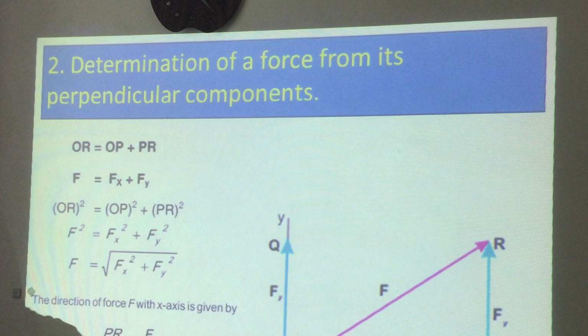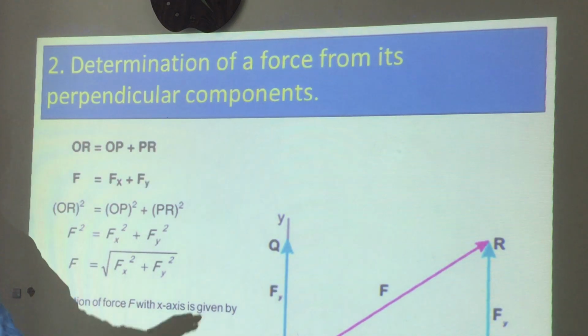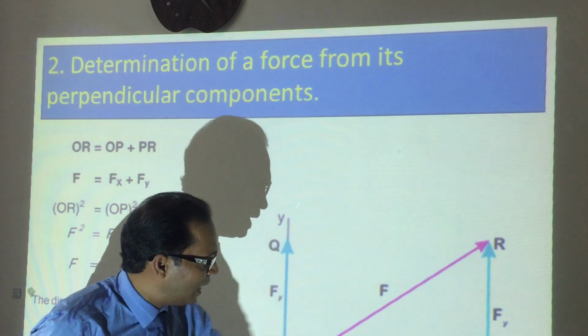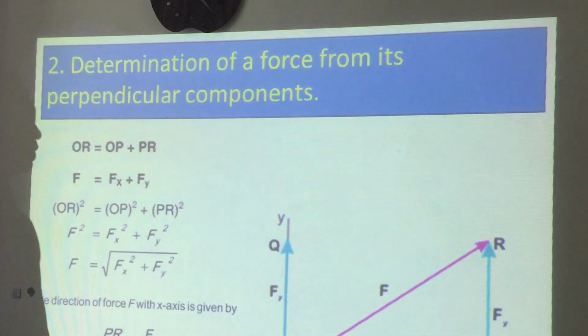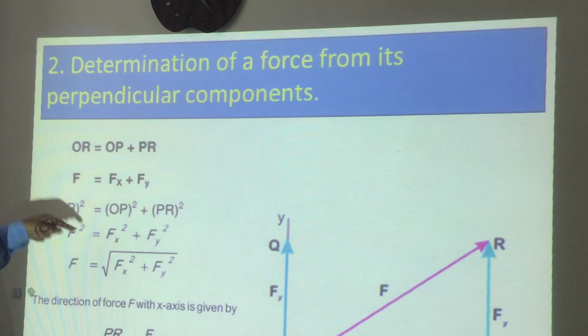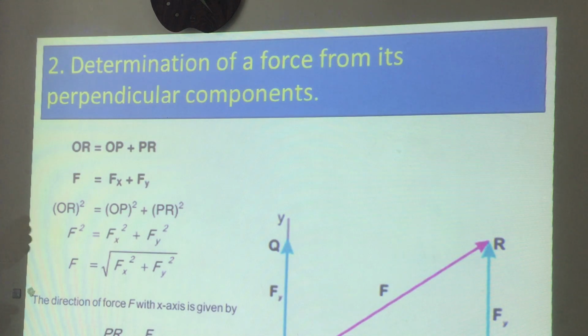Now here, the inverse operation. First we divided force F into components, and now if we move in reverse, if we have the components, then by adding them with the head and tail rule, we will get the final vector right here. So in the second heading, we are going to determine a force from its perpendicular components.